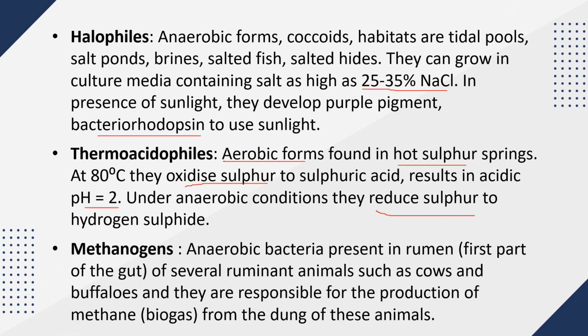Finally, the third class of Archaebacteria is methanogens, which are anaerobic bacteria, and they can be found in the rumen, which is the first part of the gut of many ruminant animals such as cows and buffaloes. Here they are responsible for the production of methane gas from the dung.